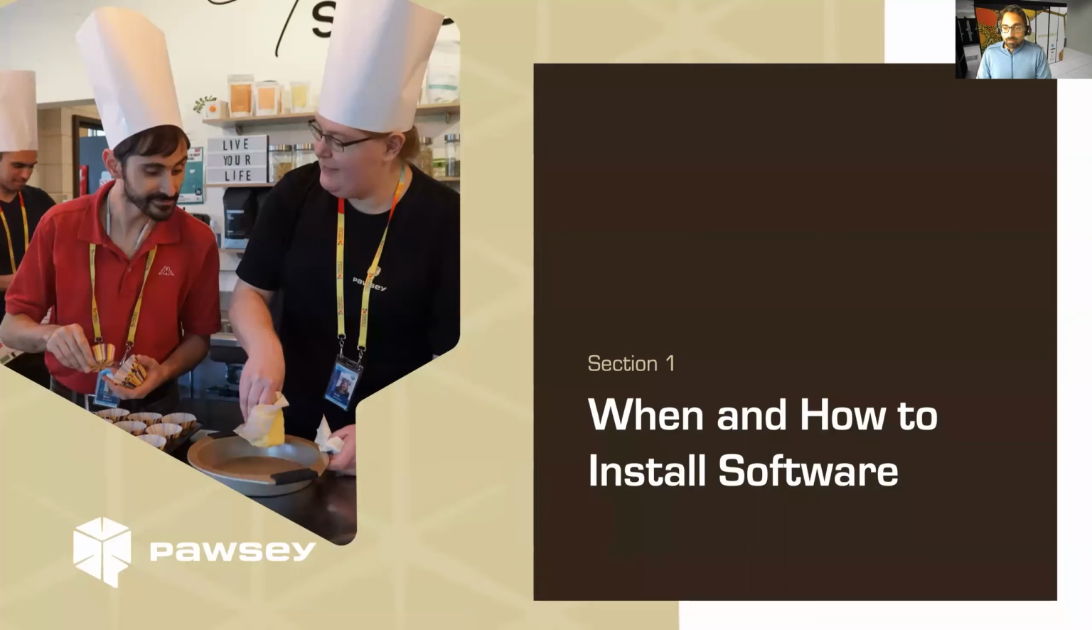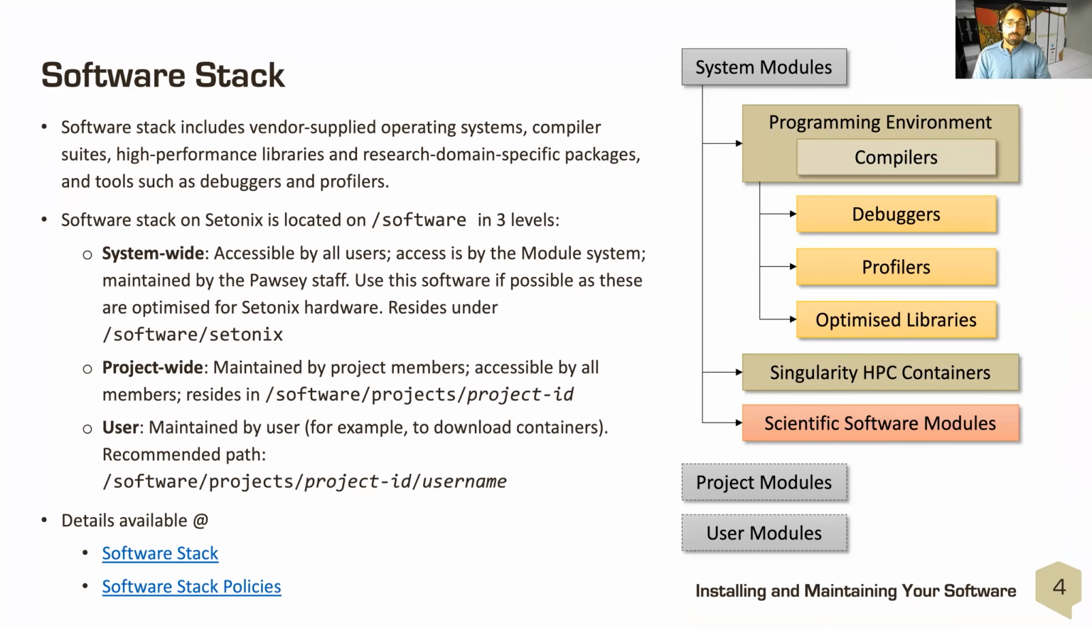So when and how to install software. The software stack on Setonix provided by the hardware vendor Cray, as well as the Pawsey staff, is meant to be extensive, but it's not fully inclusive. So obviously we will not have every bit of software that you may want. And it's organized in sort of 3 levels.